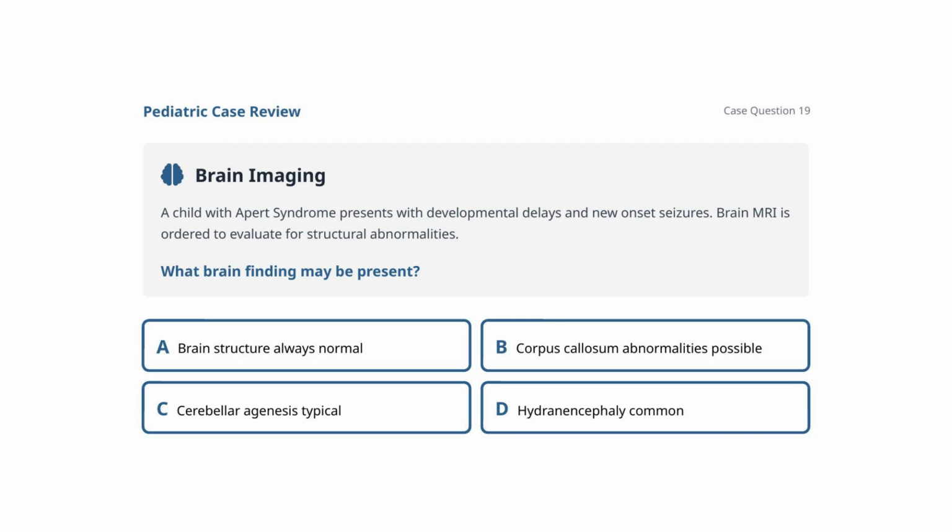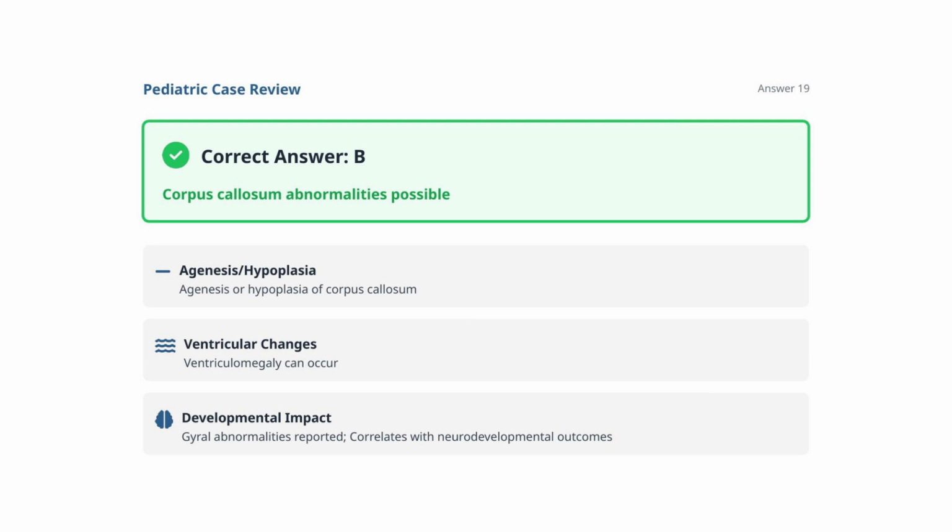Option A, brain structure always normal. Option B, corpus callosum abnormalities possible. Option C, cerebellar agenesis typical. Option D, hydranencephaly common. The correct answer is B, corpus callosum abnormalities are possible.